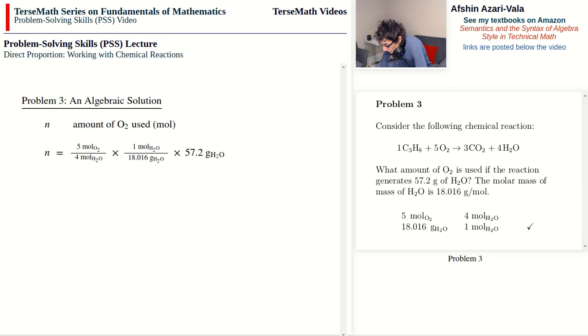And now we end up with the following. Okay, so we have our equation. Now I'm not going to show you the green line where I found the unit rate by dividing 5 by 4 to find how many moles of O2 per mole of H2O to explain the logic. I hope by now you can do that on your own. And so I'm going to jump to the final answer. That would come from 5 divided by 4 times 1 divided by 18.016 times 57.2.